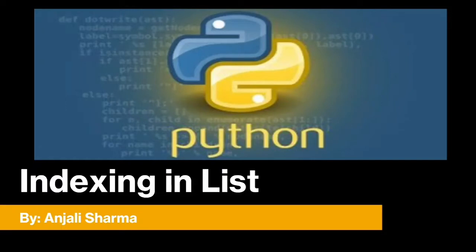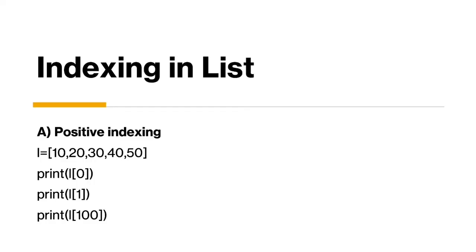In this video, we are going to see how indexing is done in list. So let us see how indexing can be taken care of in list. There can be two types of indexing in Python list. The first one is the positive indexing.